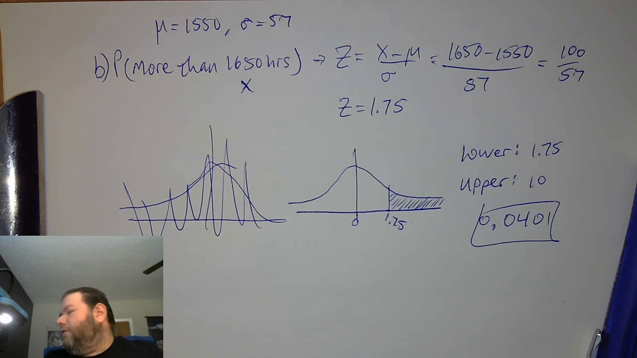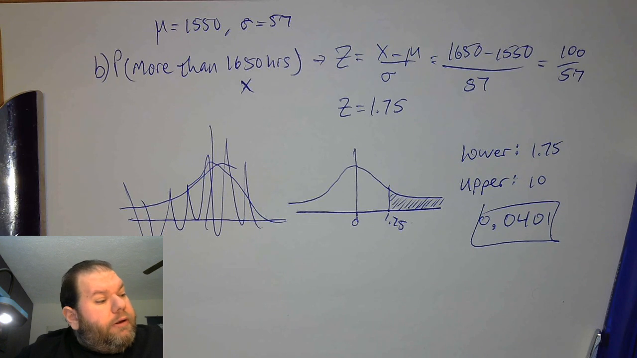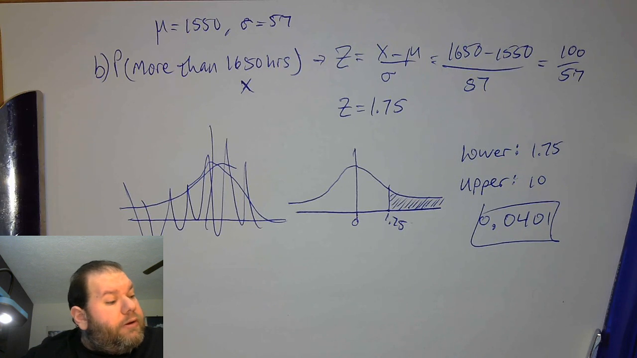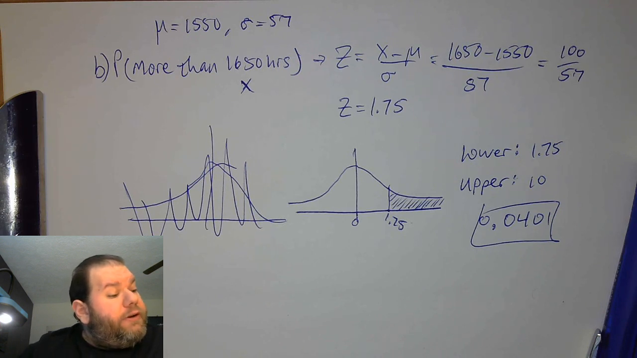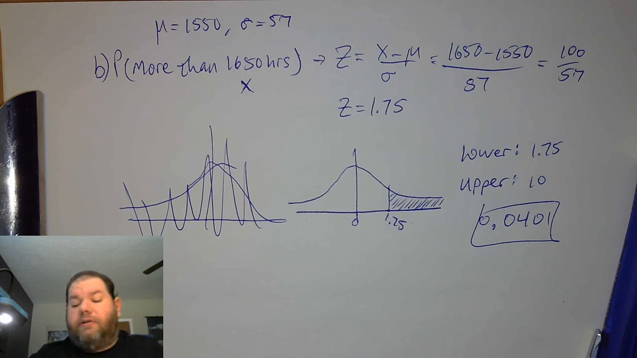All right. Part C. What is the probability that a randomly selected GE crystal clear 68 watt light bulb will last between 1,625 and 1,725 hours?